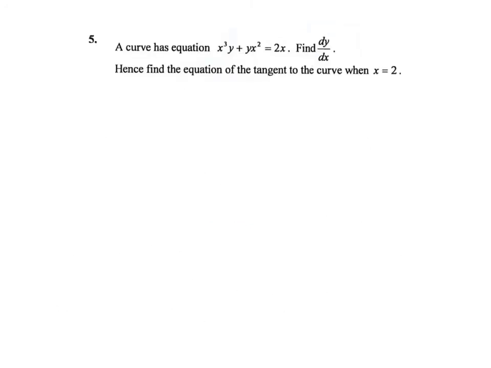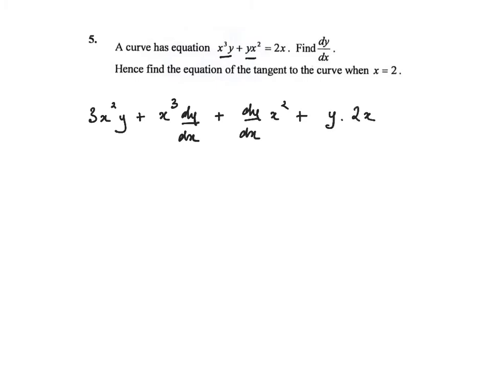Implicit differentiation. So what I have here is a product. Differentiate the first, leave the second, leave the first and differentiate the second. I have another product here, so differentiate the first and leave the second, leave the first and differentiate the second. If I differentiate the right hand side, I just get 2.